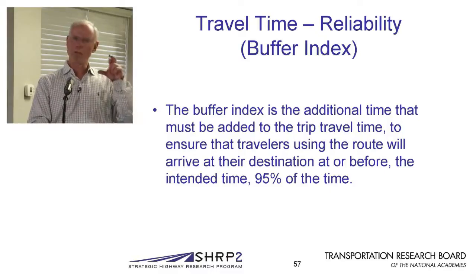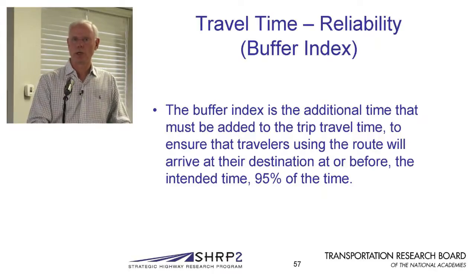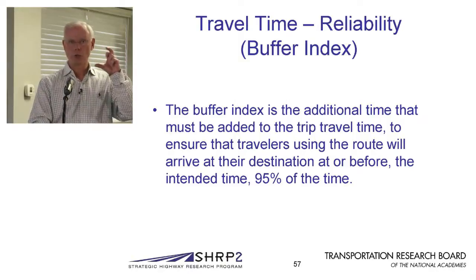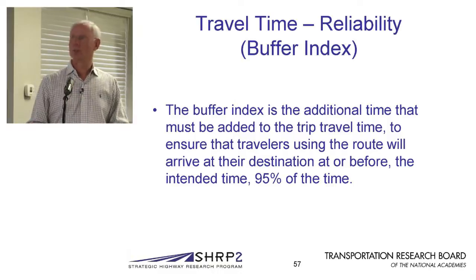And so that amount of buffer time that we provide over and above that 40-minute average, and comparing that to that average, is essentially the buffer index. It's how much extra time you have to plan to make that trip reliable for you, given the circumstances. So the higher the buffer index, the less reliable a trip is.